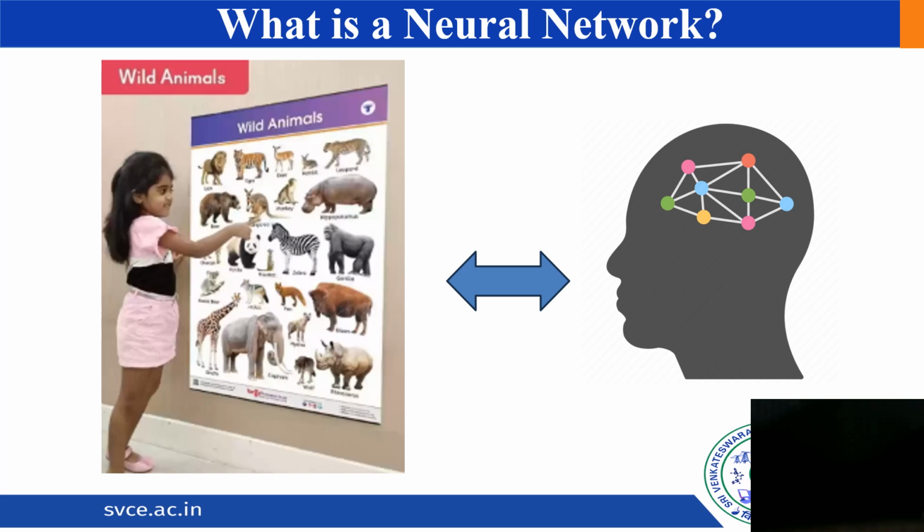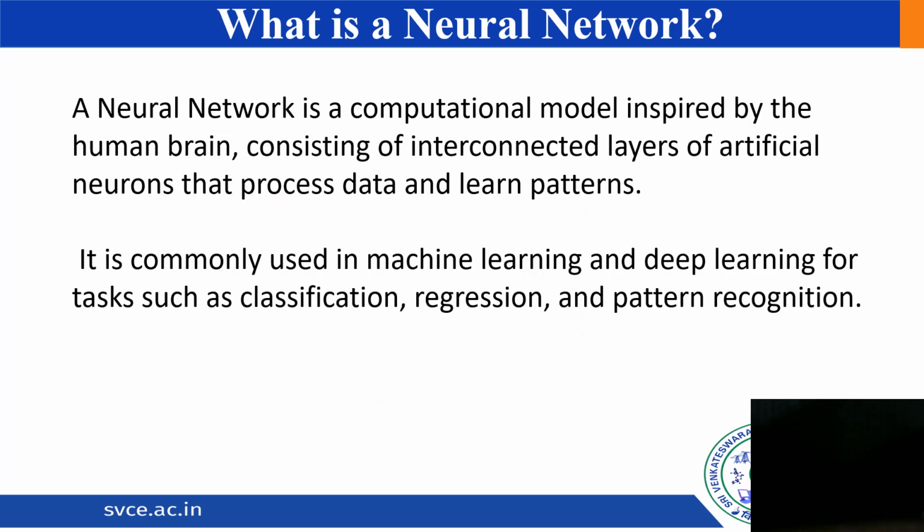Now we come to the formal definition of a neural network. A neural network is a computational model inspired by the human brain, consisting of interconnected layers of artificial neurons that process data and learn patterns. It is commonly used in machine learning and deep learning for tasks such as classification, regression, and pattern recognition.